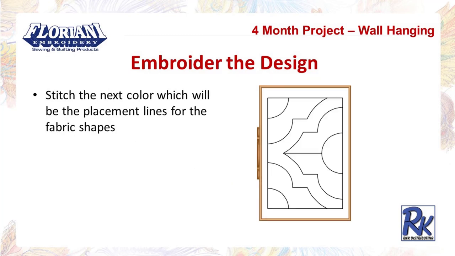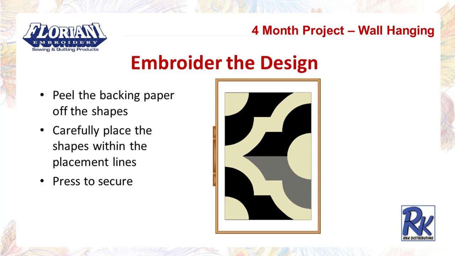Next, you want to go ahead and stitch out the next color, which will be the placement lines, also known as the skeleton, which will show us where to place our shapes down on top of the batting. Next, you'll want to peel the backing paper off of the shapes that you've cut out, and then carefully place those shapes within those placement lines that we stitched out.